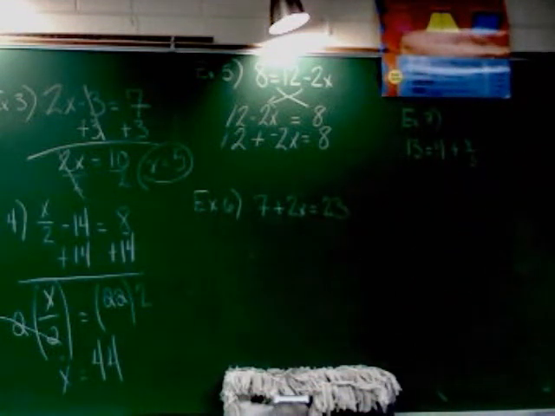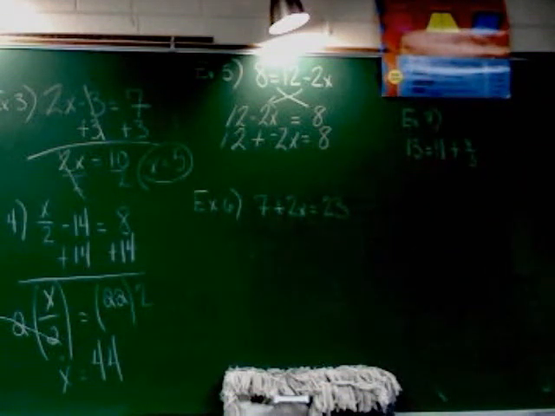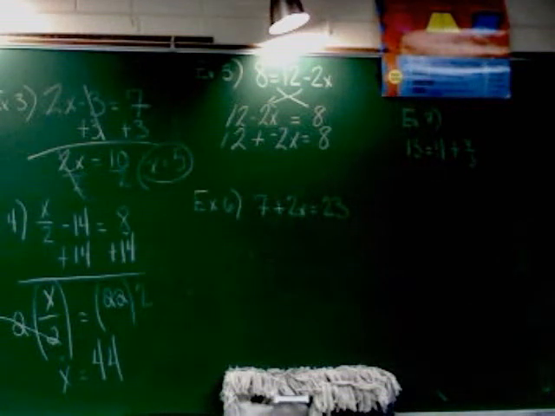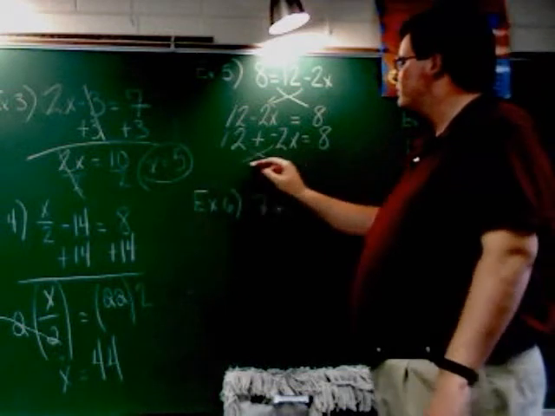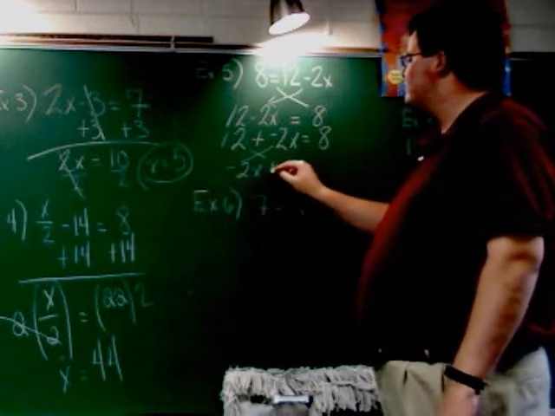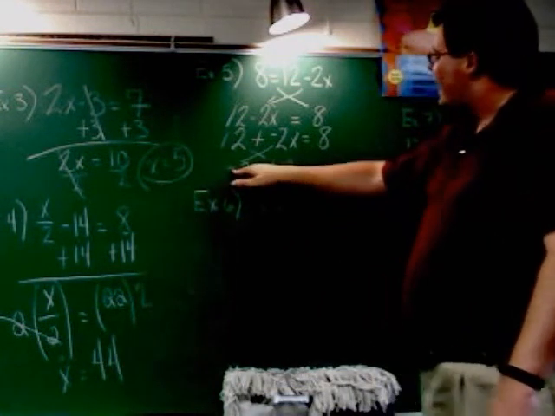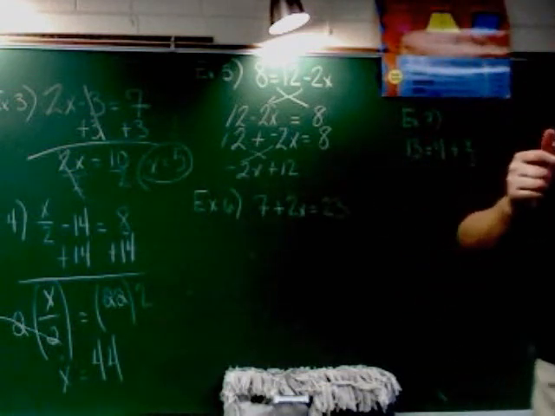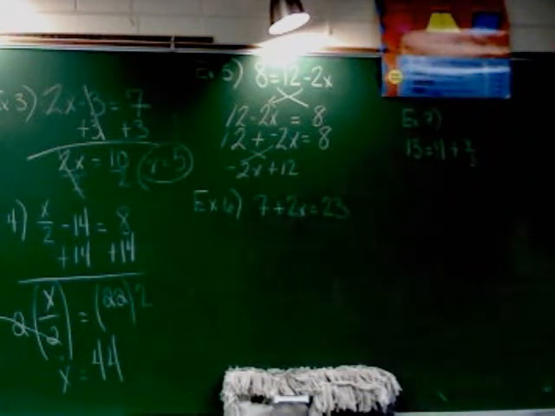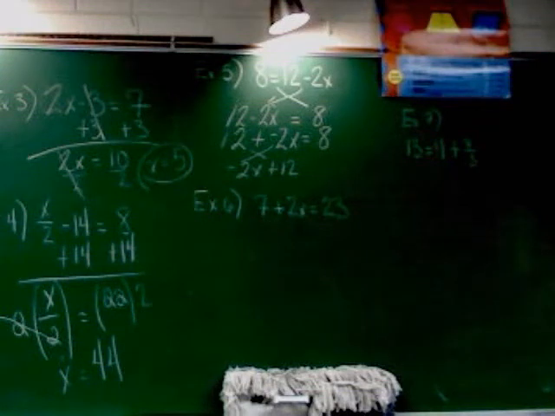The reason I did that is because now when I flip it so the 2x is first, when I flip this around and write it as negative 2x plus 12, I kept the negative with the 2x. If you don't do that, you've changed the problem from 12 minus 2x into 2x minus 12, which is not the same thing.